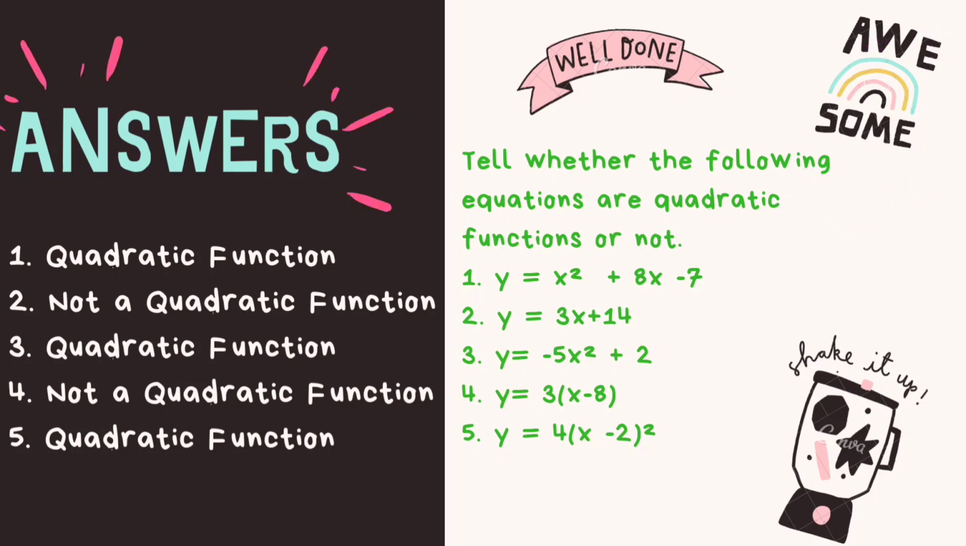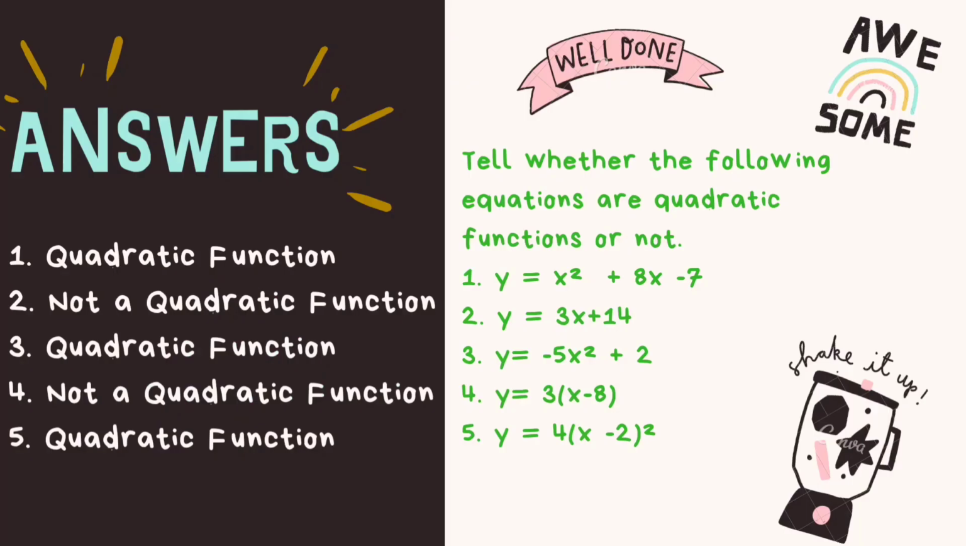Equations 1, 3, and 5 are quadratic functions because the equation has the highest degree of 2, and it is in a quadratic term. While equation 2 and equation 4 are not quadratic functions because the equation has the highest degree of 1 and it is in a linear term.